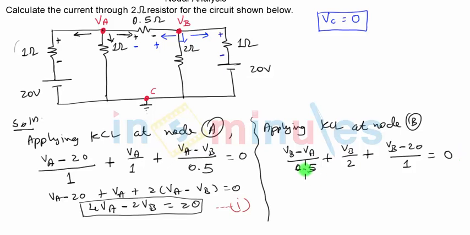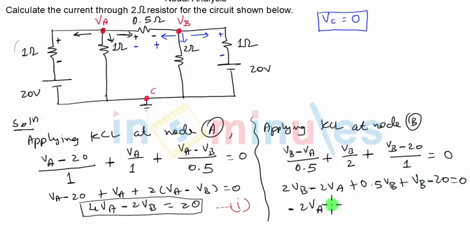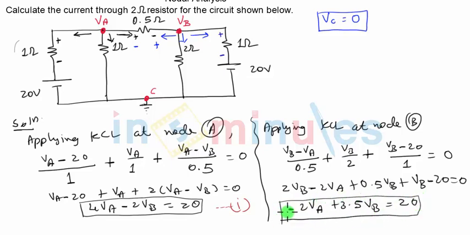Let's simplify this. 1 upon 0.5 is nothing but 2, so this will be 2VB minus 2VA. Half is 0.5, which is 0.5VB in this case, and this is VB minus 20 equal to 0. So in terms of VA, we have only minus 2VA, only one term here. 2VB plus 0.5VB plus VB will be 3.5VB equal to 20 goes on the other side, becomes plus 20. So this is the second equation in the form of VA and VB, and this we obtain by applying KCL at node B.